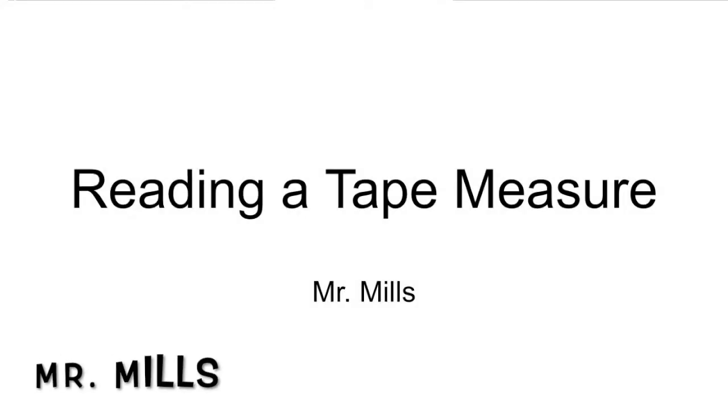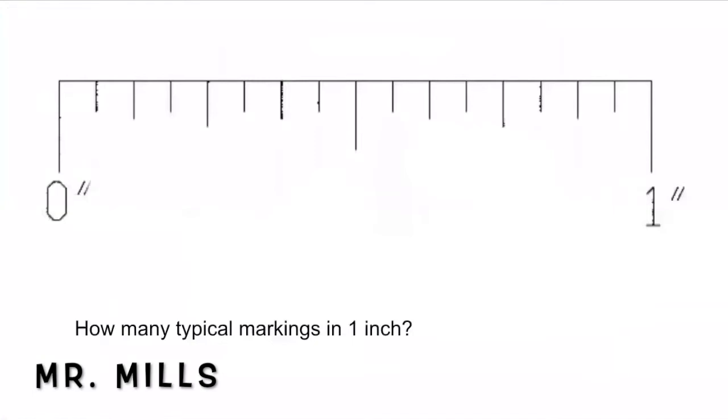All right, we're going to be talking about reading a tape measure today. Now, when we talk about reading a tape measure, we typically see something like this where it's broken down into segments. And this is a segment of 0 to 1 inch. And typically, how many ticks or notches do we see between 0 and 1 inch, or maybe 2 and 3 inches, or 10 and 11 inches? And the answer to that is typically 16.